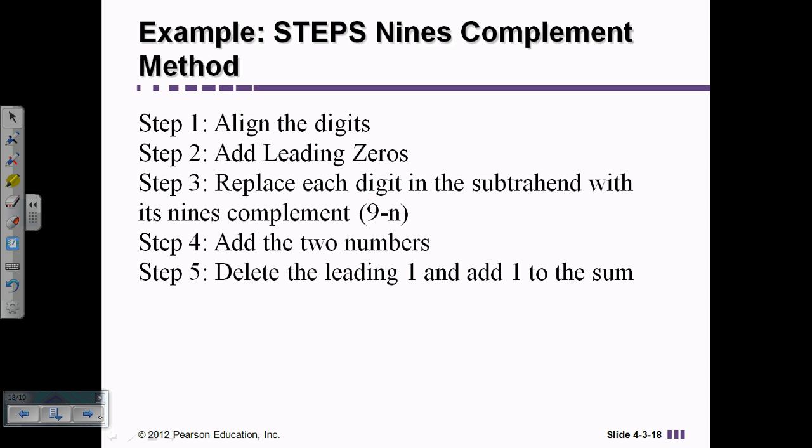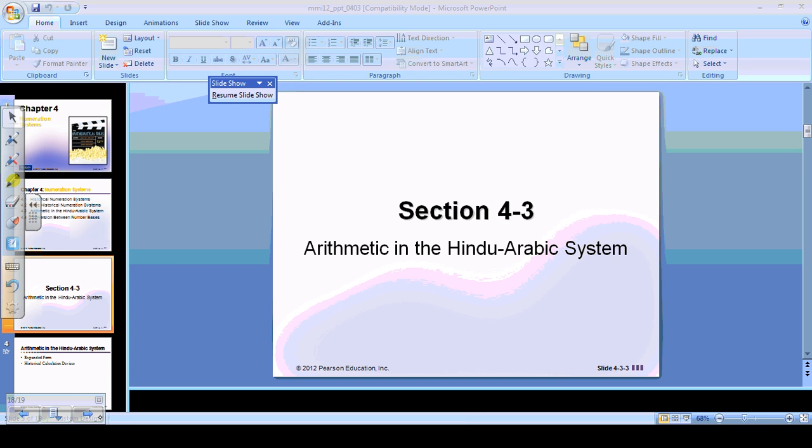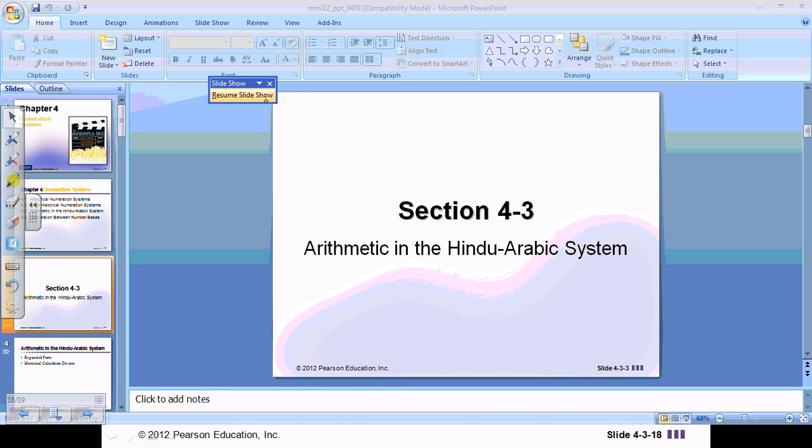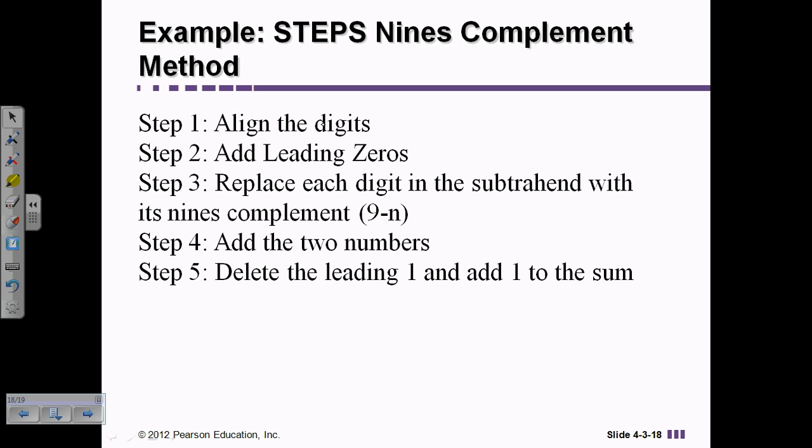We're going to replace each digit in the subtrahend with its nines complement. And a nines complement is when you just take the number and subtract it from 9. Then we're going to add the 2 numbers together, and then we're going to always delete the leading 1 and add that 1 to the sum.